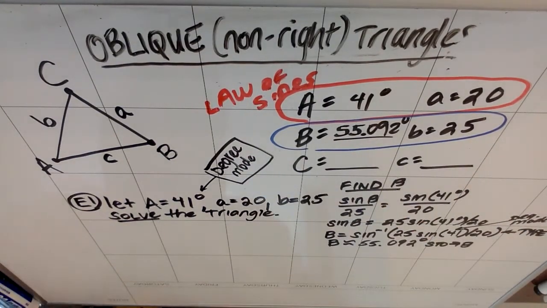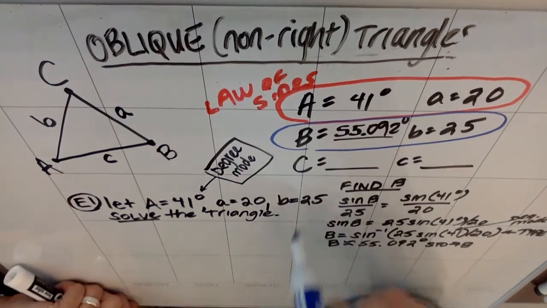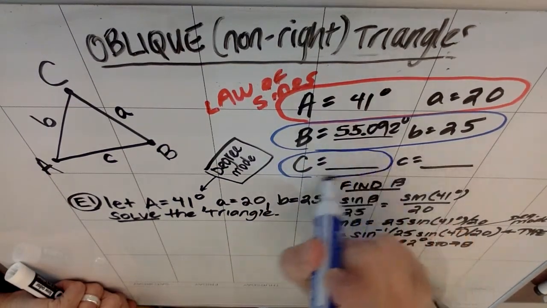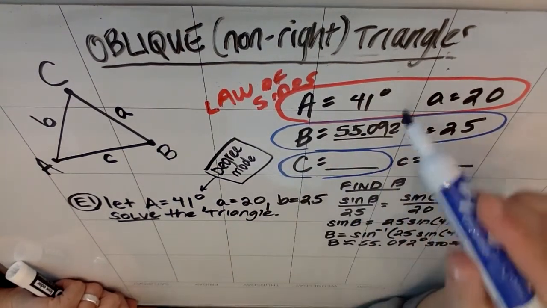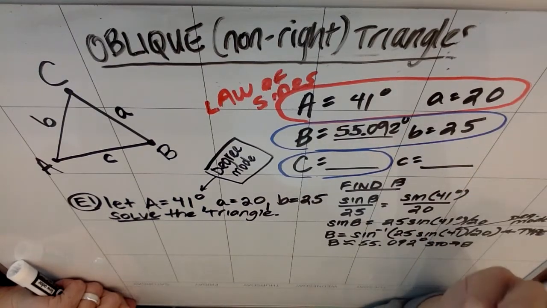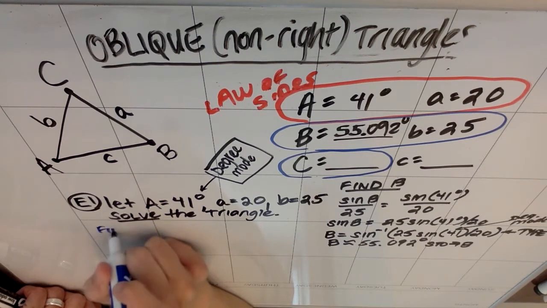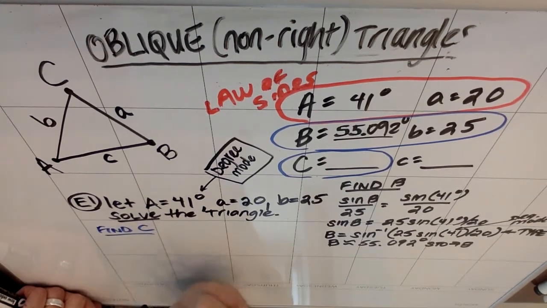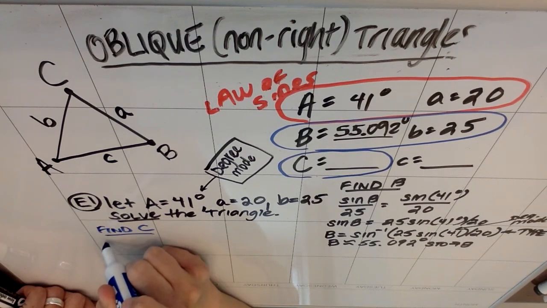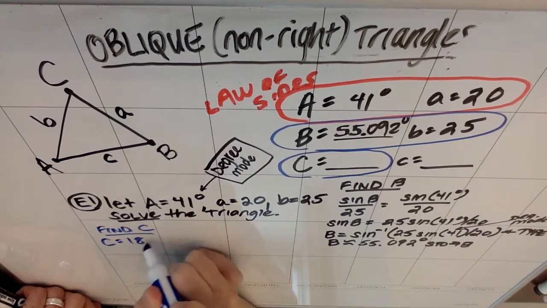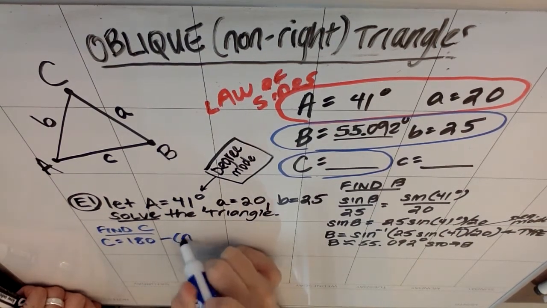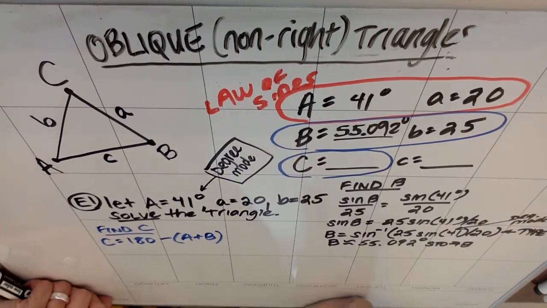The trick here is that in order to find big C, which is my next target, I'm going to use not the law of sines, but rather the fact that the angles in a triangle always sum to 180. So the next thing I'm going to find, over here, is big C, by recognizing that big C must be 180 minus whatever the other 2 angles sum to, so the quantity A plus B.